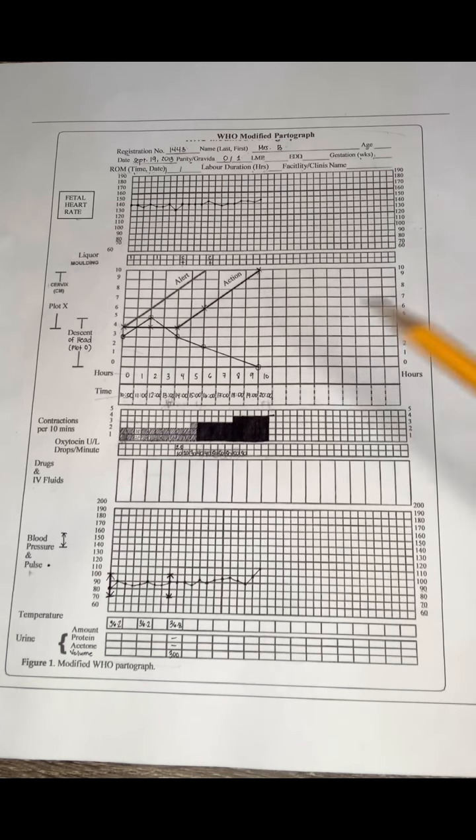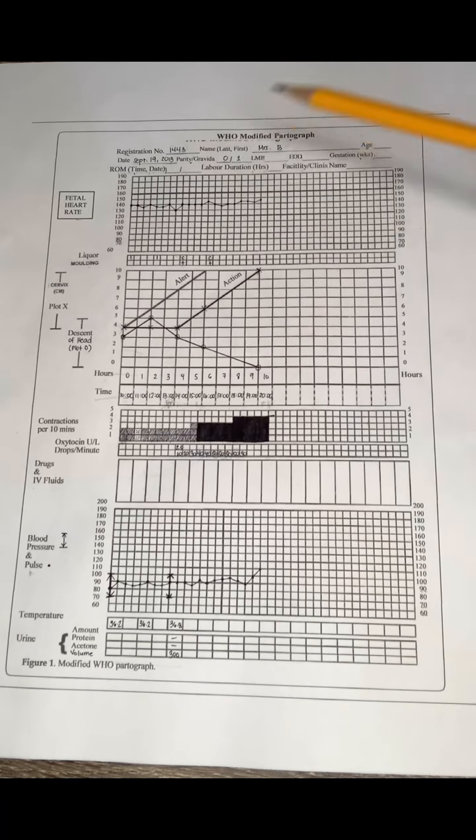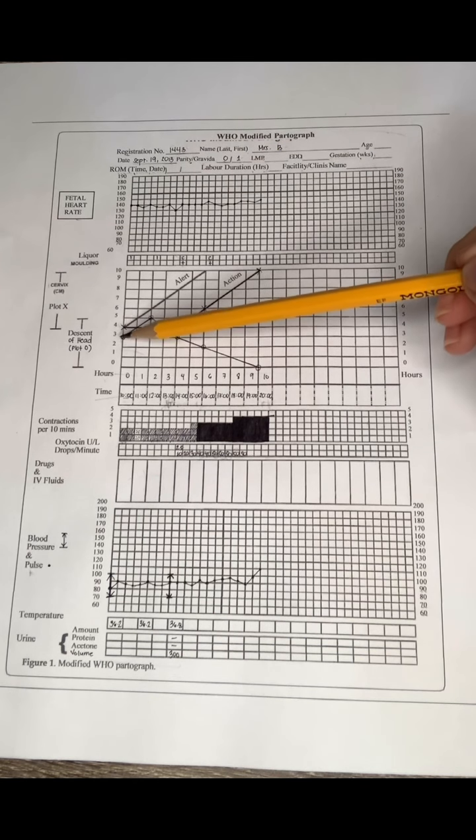So the fetal head is 3/5 palpable above the symphysis pubis. So the fetal head is 3. Then I plotted it as a circle. Then the cervix is 4 cm dilated. Then I plotted it as X.